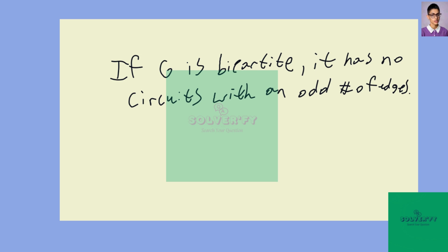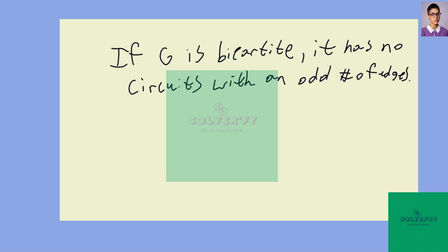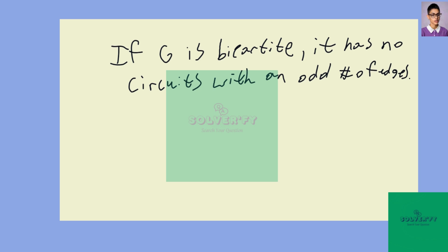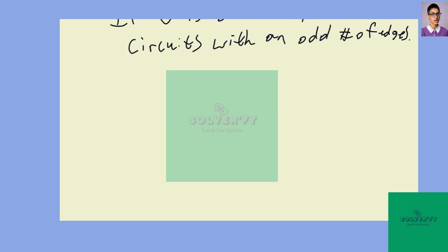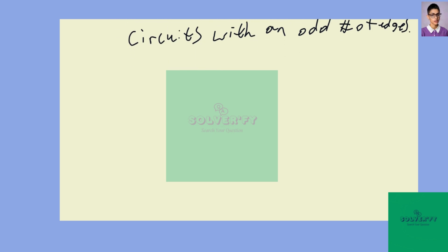So for the first statement, the proof is we just say that if G is bipartite, then it has no circuits with an odd number of edges. So we assume that G is a bipartite graph. This means that the vertex set V of G can be partitioned into two disjoint sets, say V1 and V2, such that all edges in G go between V1 and V2. In other words, there are no edges within V1 or within V2.